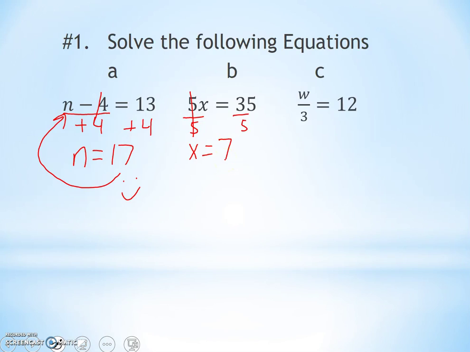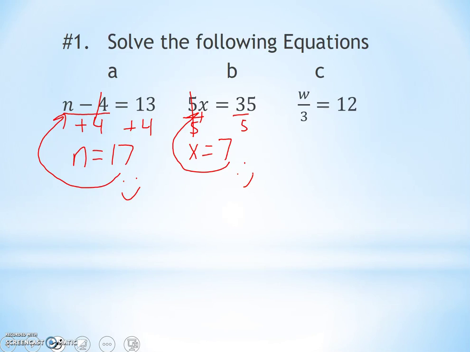Let's check that. Let's plug 7 back in for the x and make sure that it does equal 35. Does 5 times 7 equal 35? And we know that it does. And so we have a solution to that equation. Let's take a look at part C.